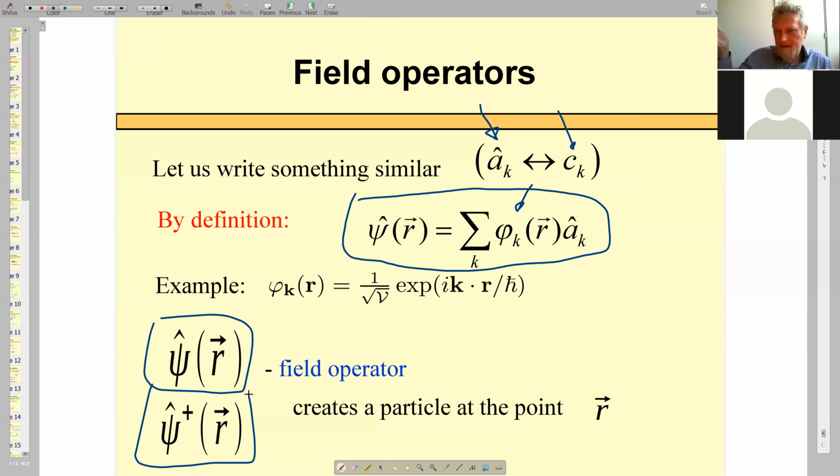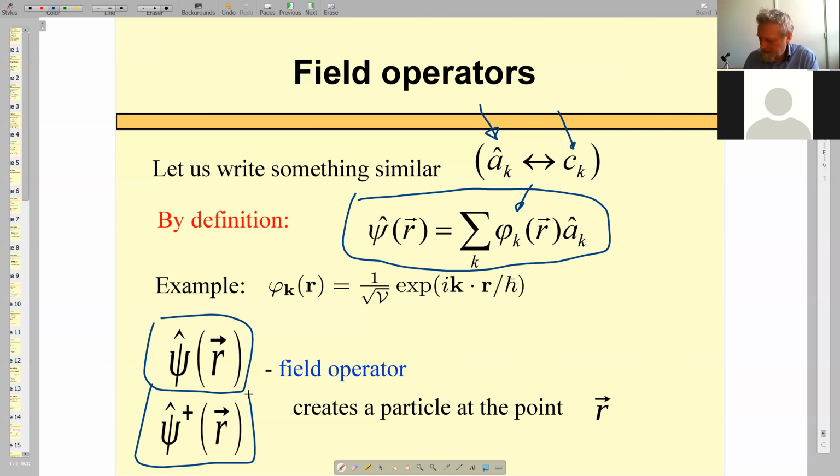Just to note, it's just a particular example of our representation. It's convenient, we will use it, but we could think of any other representation, for instance, momentum representation, or representation in the basis of the states of a harmonic oscillator. Fine. Field operators.